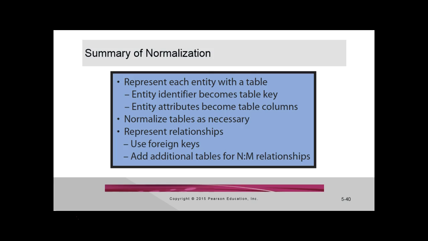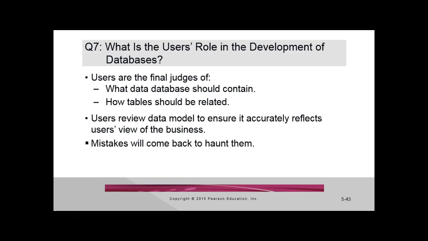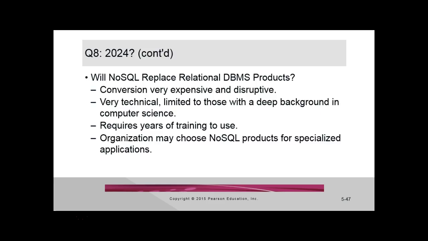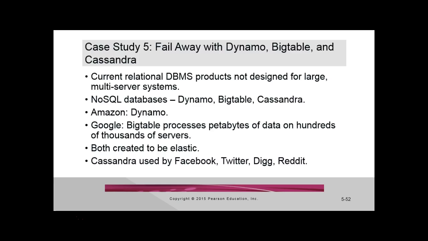Summary of normalization: represent each entity with a table. Each entity identifier becomes the table key, the primary key. Entity attributes become table columns. Normalizing tables as necessary, which all it means is breaking them down finer and finer. We represent relationships using foreign keys, and many-to-many relationships we can handle with another table. So that is the process of normalization, and that is really the only information that I'm going to cover in Chapter 5.